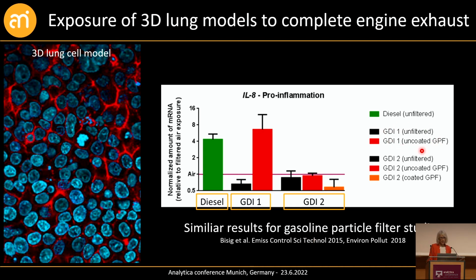So here we have an uncoated filter for the gasoline car 1, and we again saw this significant increase in a pro-inflammatory gene. Then for the second gasoline car, we used 2 different filters, an uncoated and a coated gasoline particle filter. And here we saw, which was really nice also for the company, of course, that we could show that there was no increase in oxidative stress and also inflammatory genes. So yeah, we really had a lot of discussions with the engineers, with the people in the team.